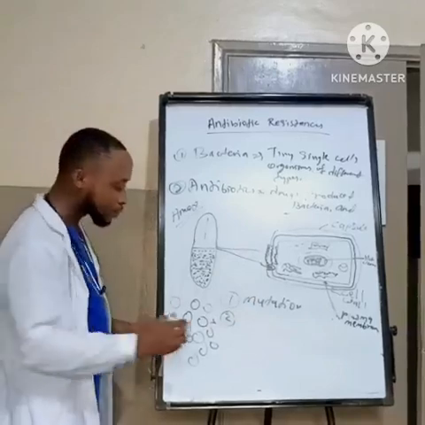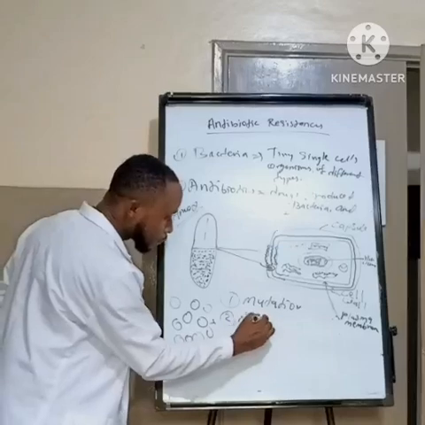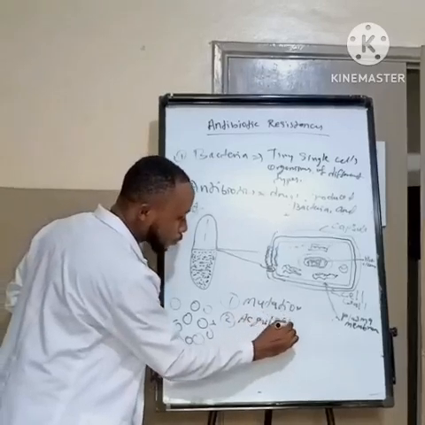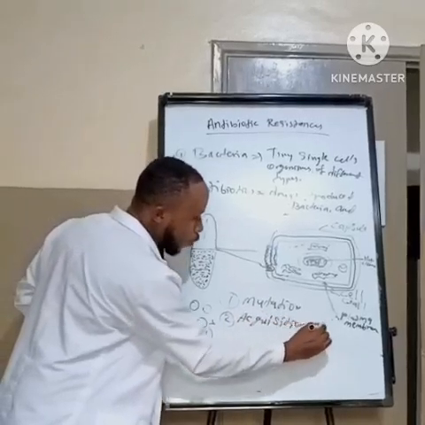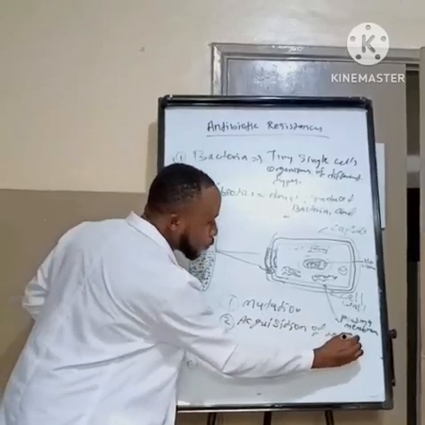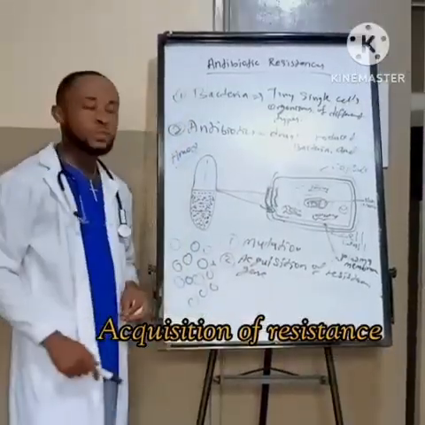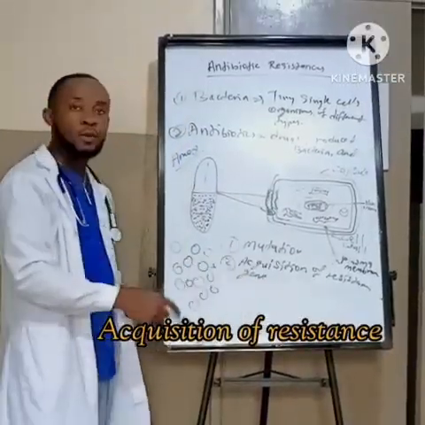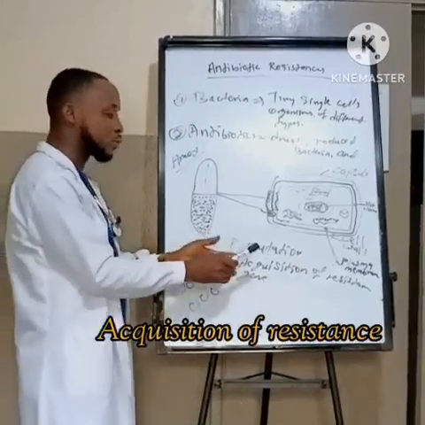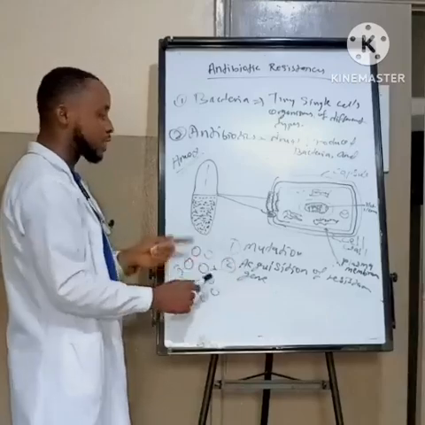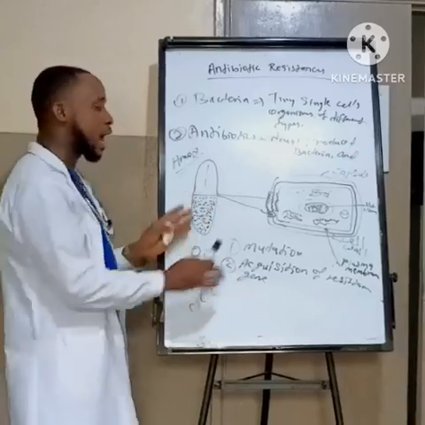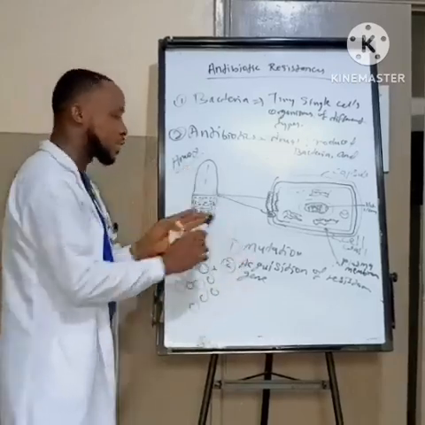So we say acquisition of resistant gene. So they are the bacteria that receive those genes that will help to resist antibiotics. So this is how antibiotic is resisted.